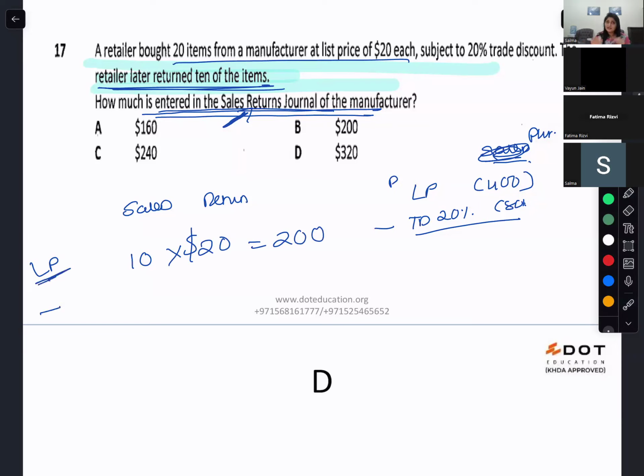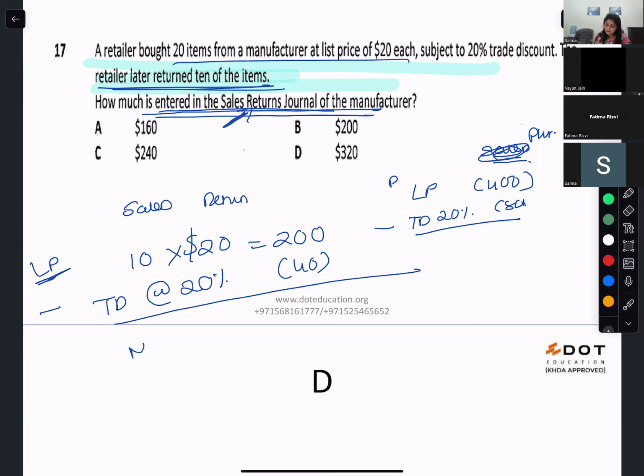This is a list price, minus what? Trade discount. How much? That's 40. But you have to tell me what you're deducting, right? Trade discount, cash discount, what you're deducting. So 160. Net list price is 160.